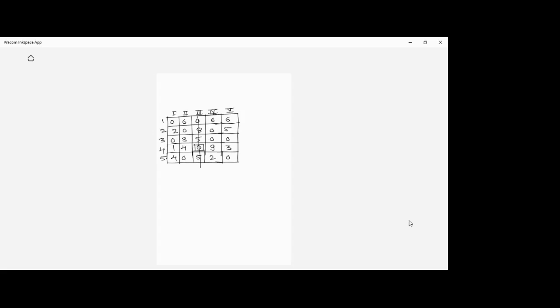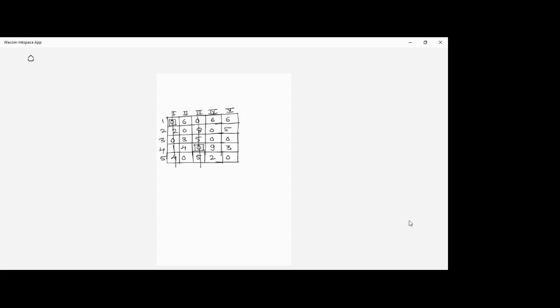Even if we repeat, after column scanning, we'll have to check whether all zeros are cancelled. So no, many zeros are remaining. So again, after column scanning, we'll have to go for row scanning again. So row number 1 consists of 1 zero only. So let's mark a square around this.